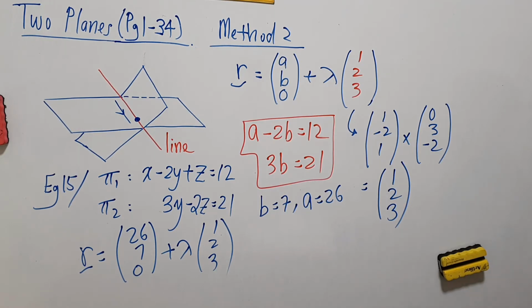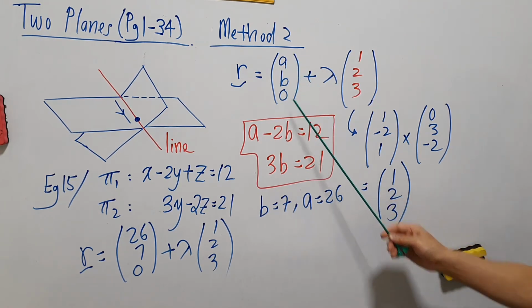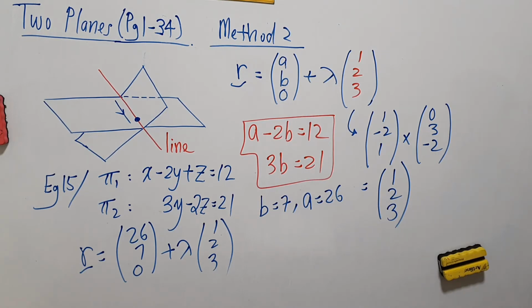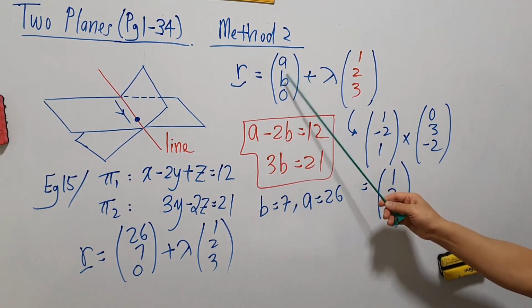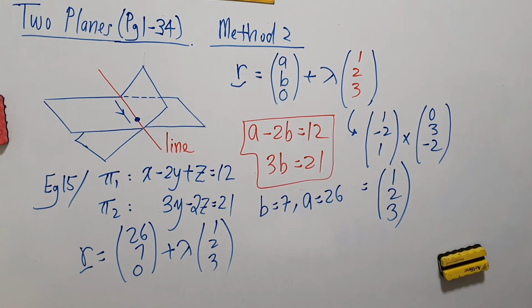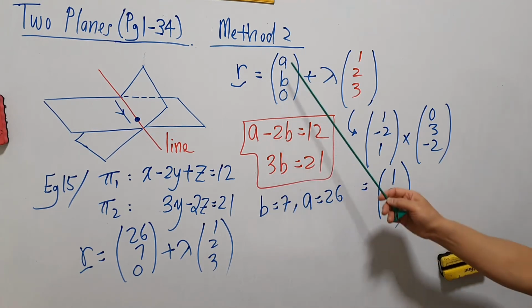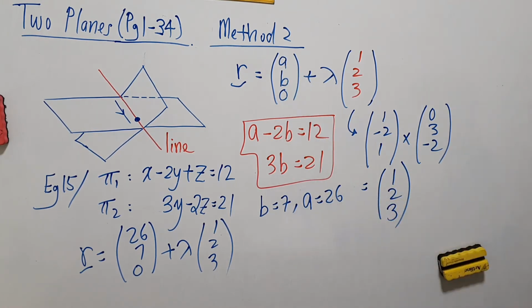So in the event that you try A, B, 0 and it doesn't work, you could try 0, B, C, or you could try A, 0, C. Or if you wish, you can try A, B, 1 also. You know what I mean? So you just try, as long as you are able to get a point.